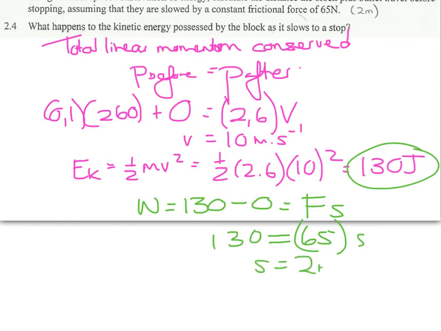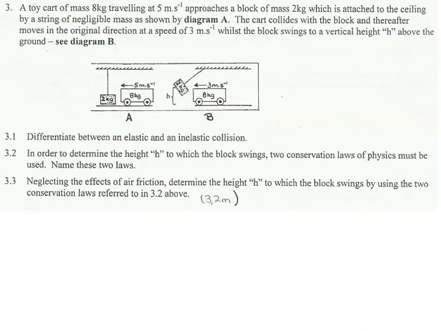A toy cart has a mass of 8 kilograms, and is traveling at 5 meters per second towards the swinging block over here. It hits the 2 kilogram block, which is attached to the ceiling, and the cart collides with the block, and thereafter it moves off in its original direction at a new speed, while the block is swinging up above the ground and above the trolley. So the trolley is going to kind of go past there before the block comes back.